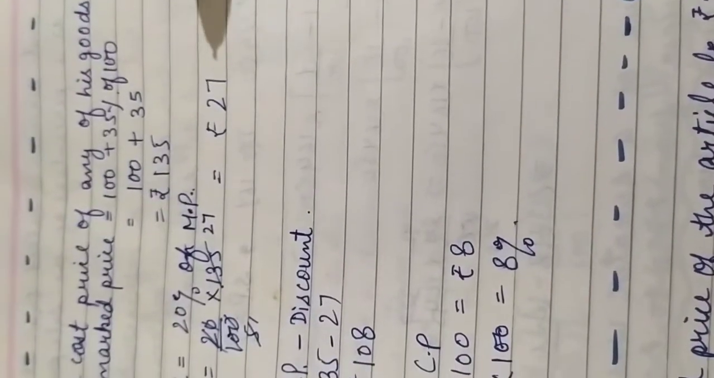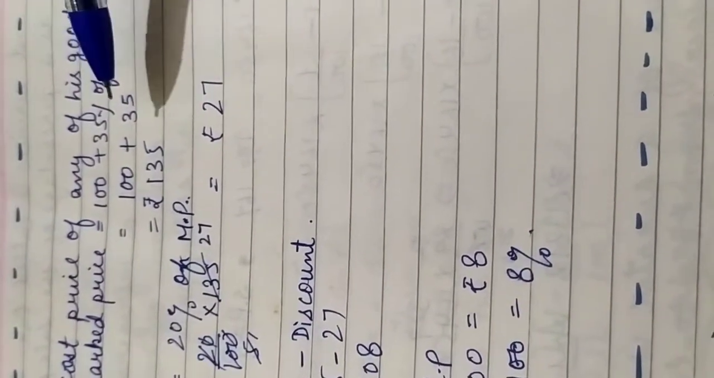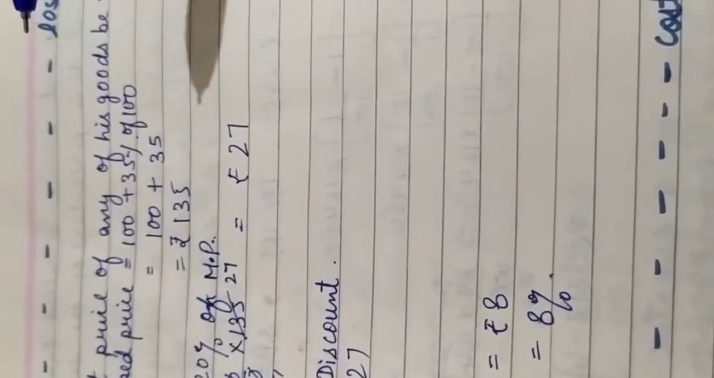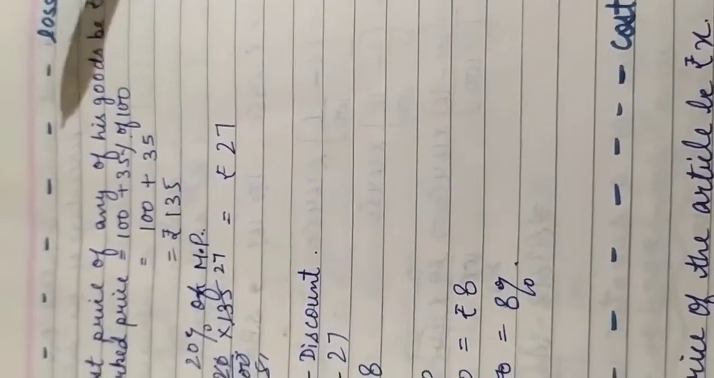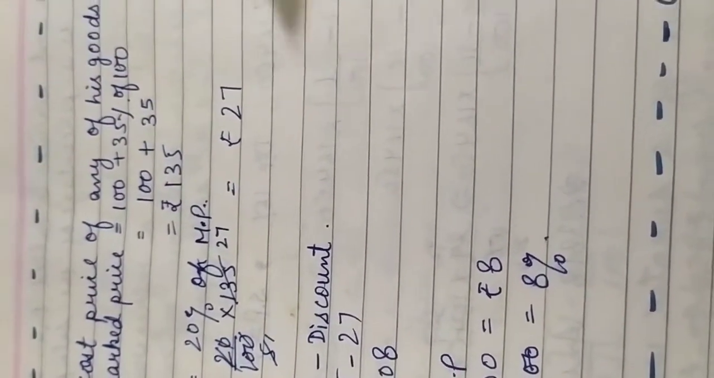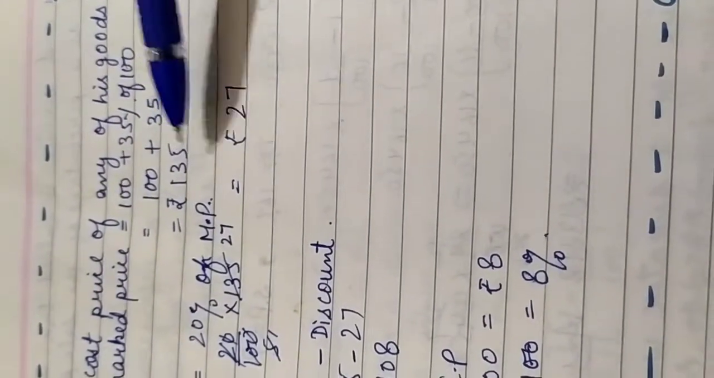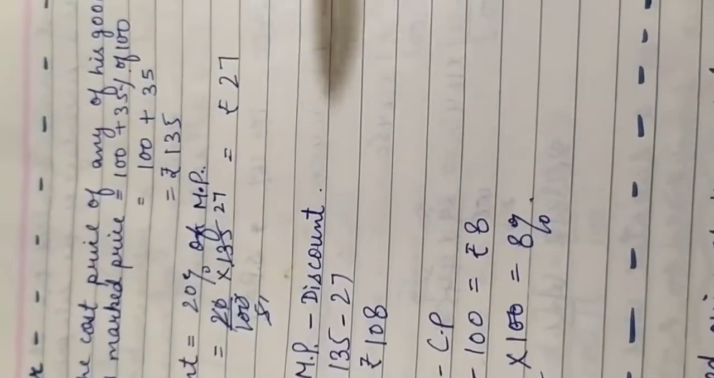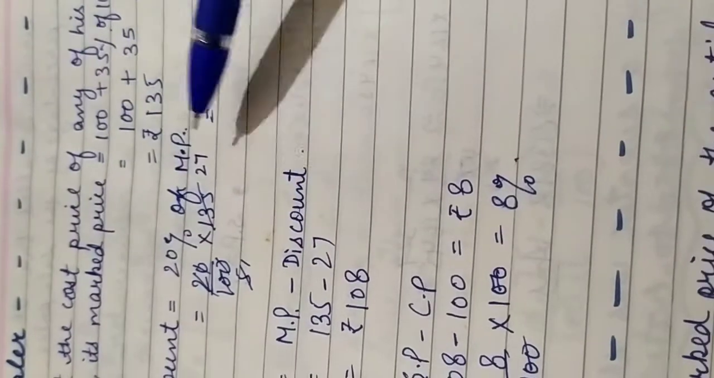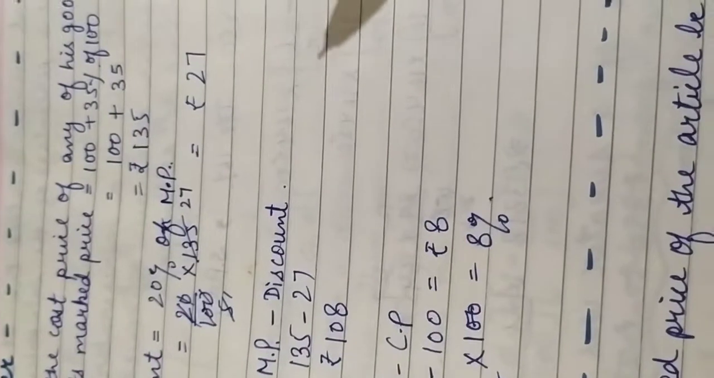So goods are marked, children, above cost price. Okay, 35% above cost price. So cost price we have assumed 100. So 35% of 100 will be 35 only. So then the marked price will be 100 plus 35, because 35% above cost price, so we will add 35 to the cost price. So it will be 135 rupees, and discount is given to us 20% on marked price. So 20% of marked price, that is 135, will be rupees 27.